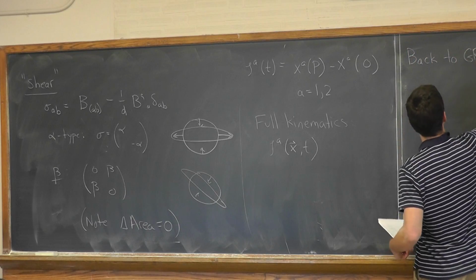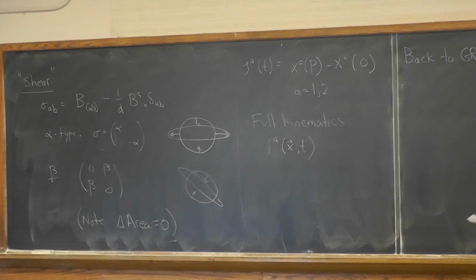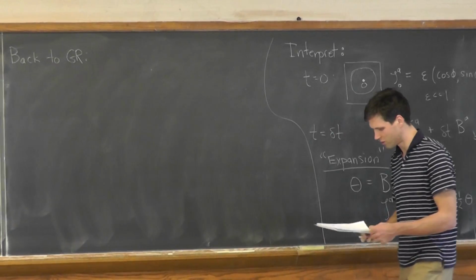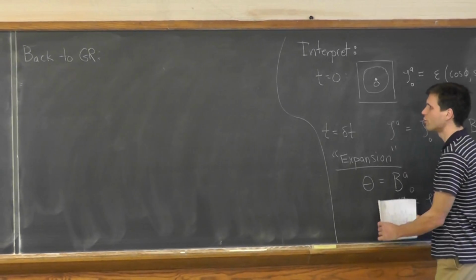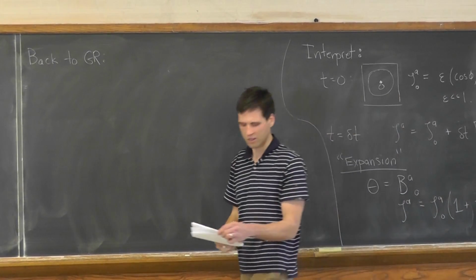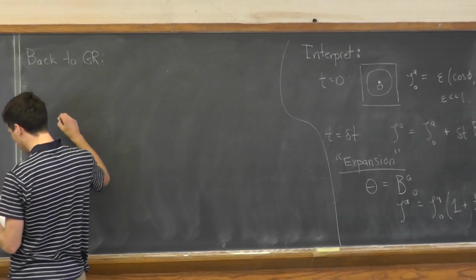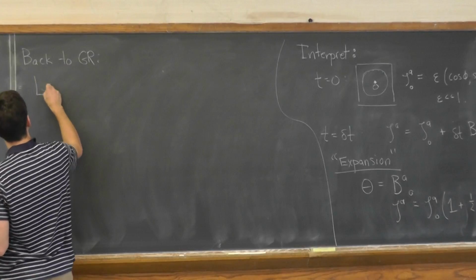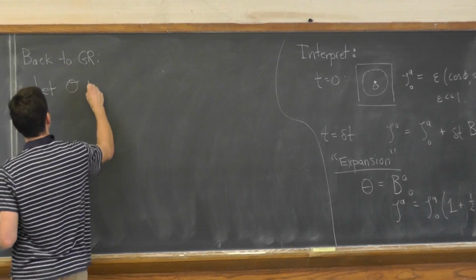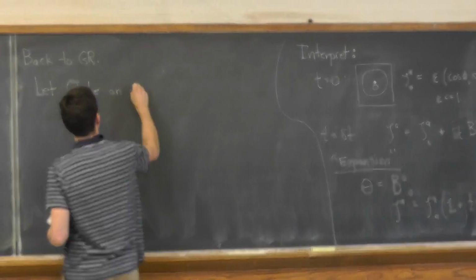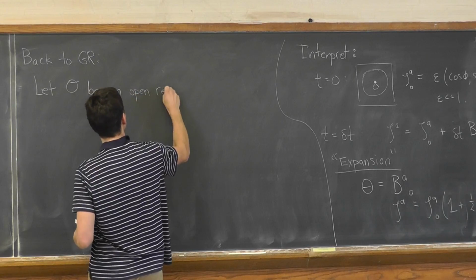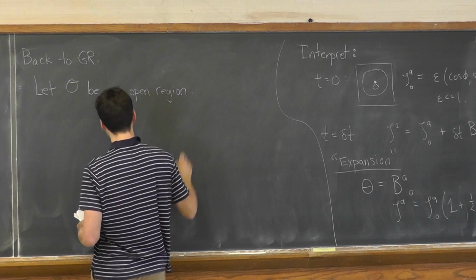Okay. So after that brief foray into rubber sheets, let's go back to GR. A few definitions first. Let O be some open region in a space-time manifold.